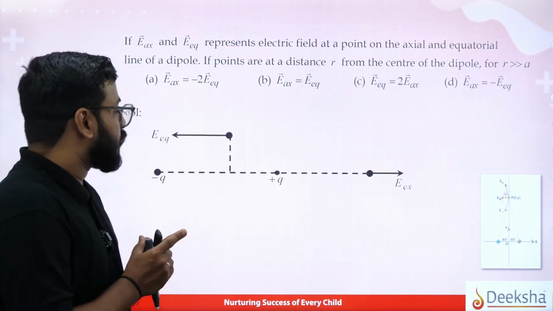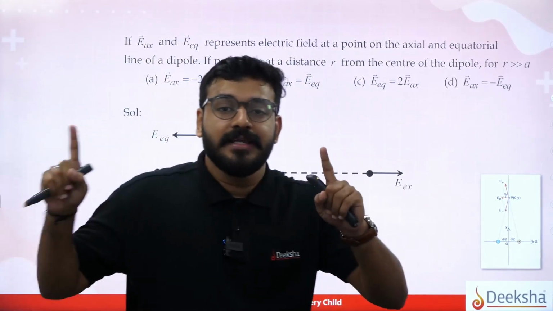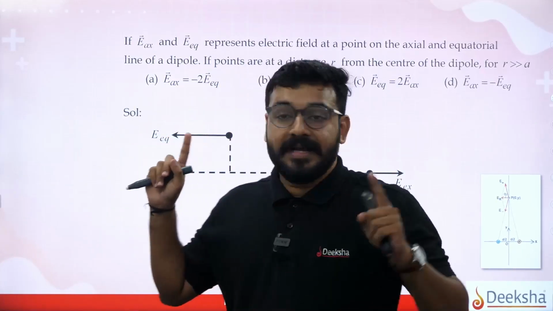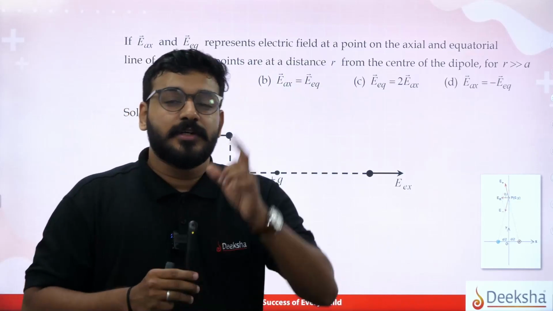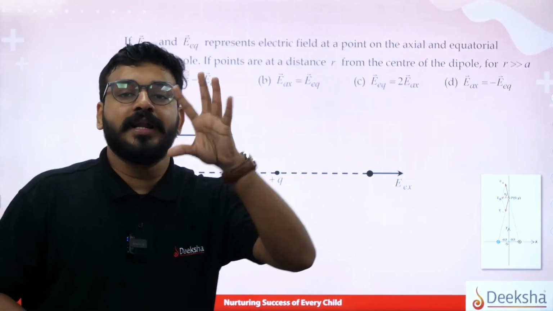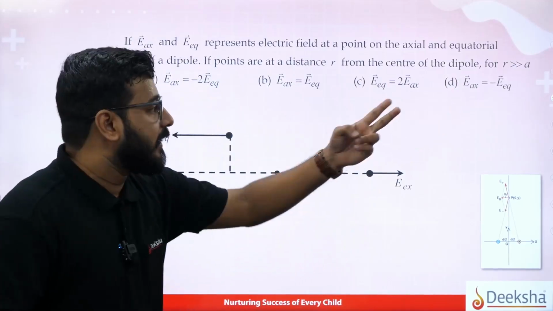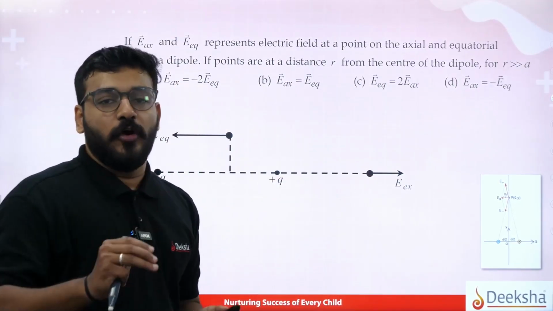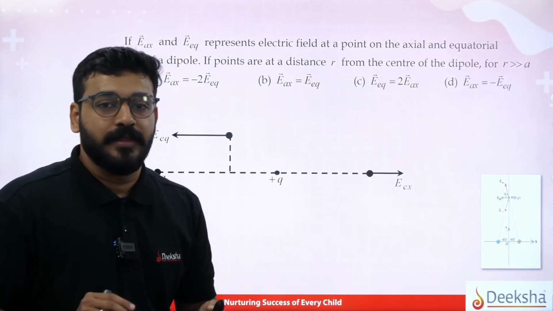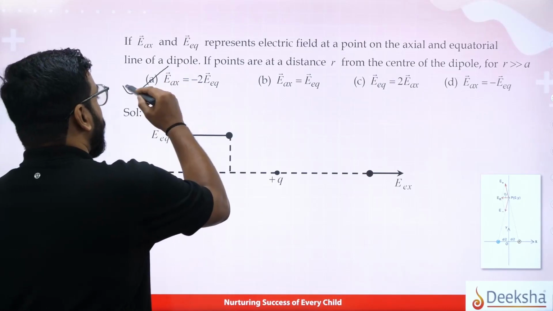Alright, so the solution is very simple. I already told you, E axial is opposite to E equatorial. So the first clue is that it is negative, one is the negative of the other. So we have only two options remaining: either they are equal and it is 2 times. You know formula wise they both are not the same. So obviously the answer is A, which most of you have got.